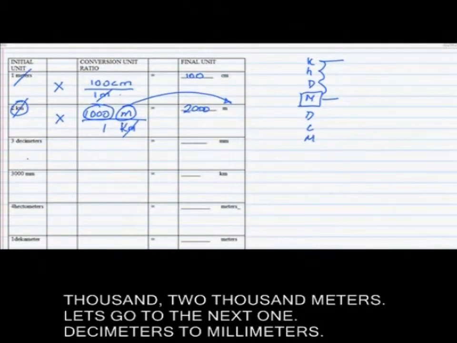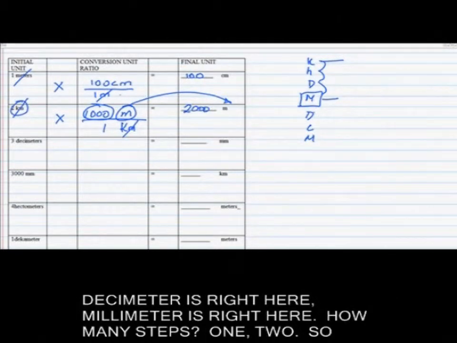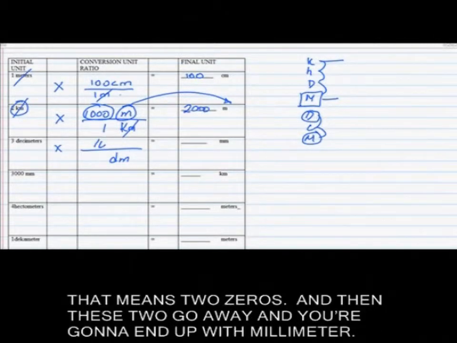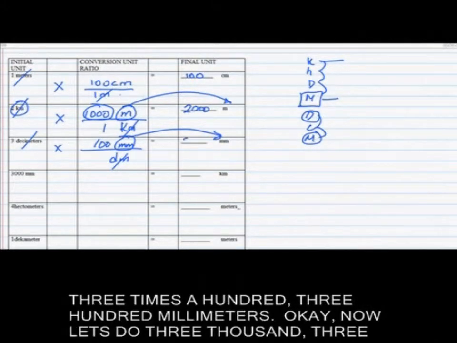Let's go to the next one. Decimeters to millimeters. Decimeter is right here, millimeter is right here. How many steps? 1, 2. So you're going to multiply by decimeter, and then how many millimeters? That's 1, 2, so that means 2 zeros. And then these two go away, and you're going to end up with millimeter. 3 times 100, 300 millimeters.